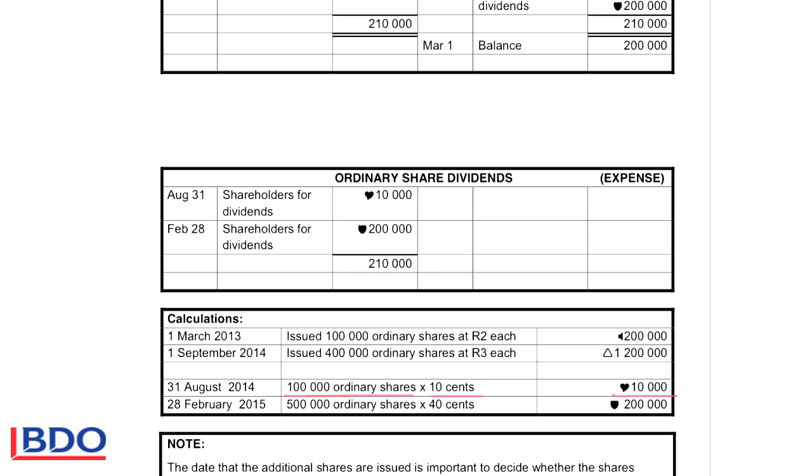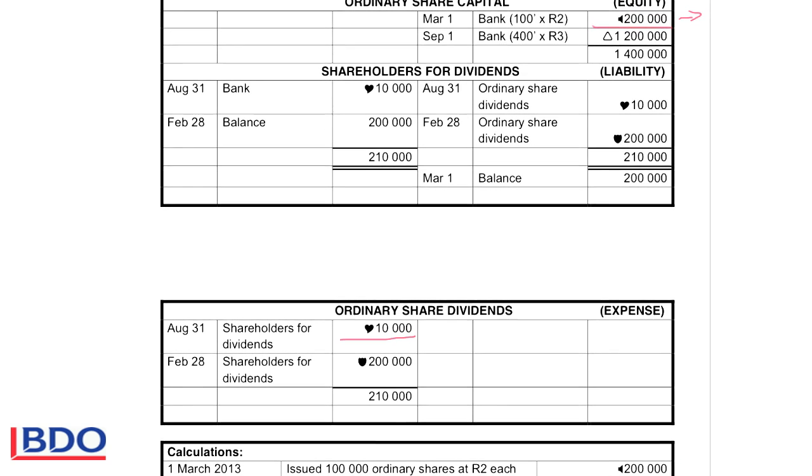This dividend is an expense for the business, so I will debit my ordinary share dividends account with the 10,000 to indicate that there's an expense of 10,000 Rand. We owe the money to the shareholders, so the shareholders will be credited with 10,000 Rand. This means that the ordinary share dividend, that's the division of the profit, any division of profit for any expenses that you pay will always be entered on the debit side of your ledger.